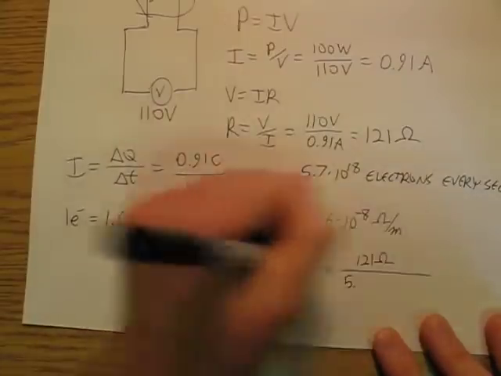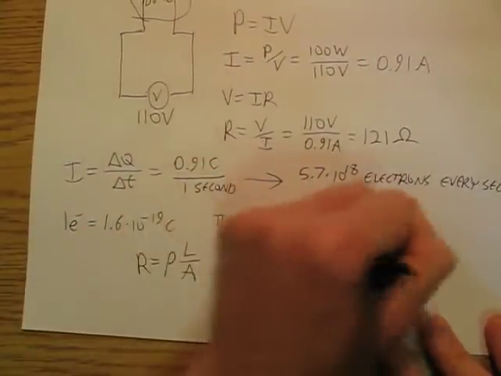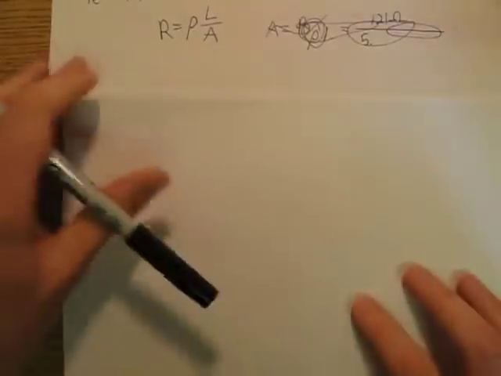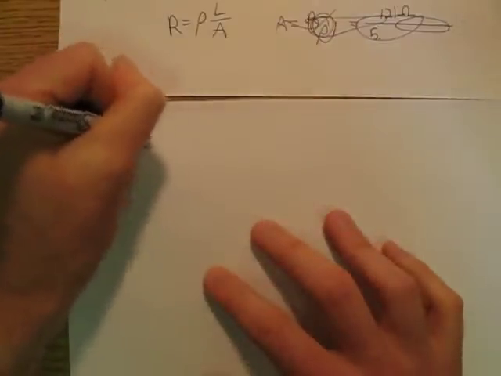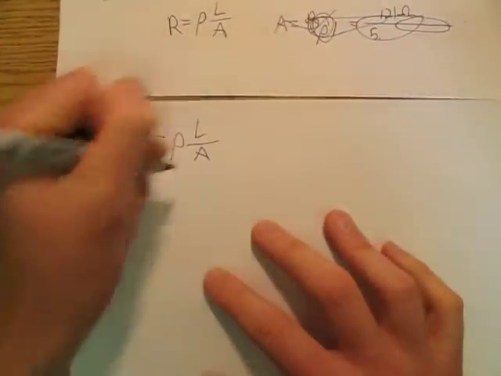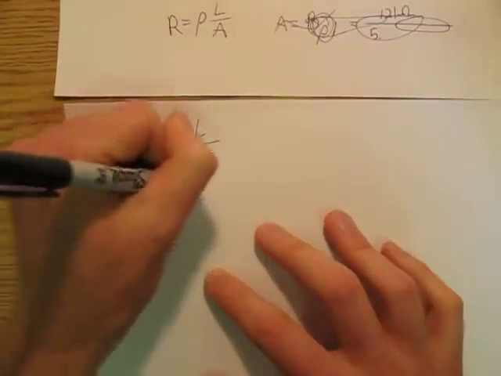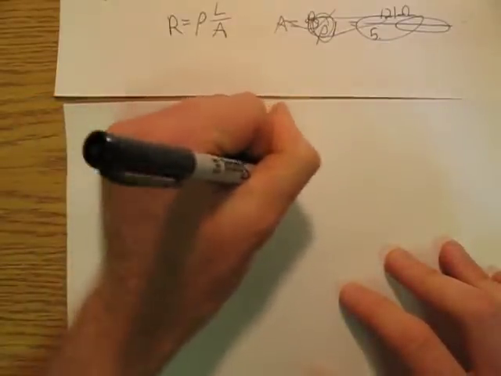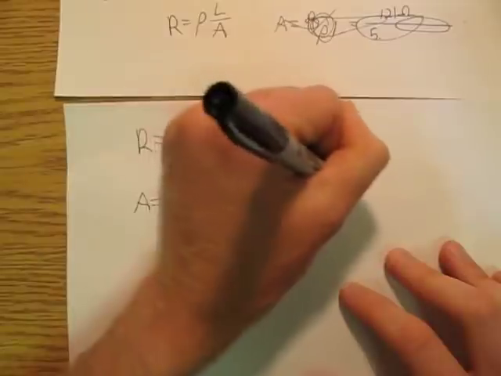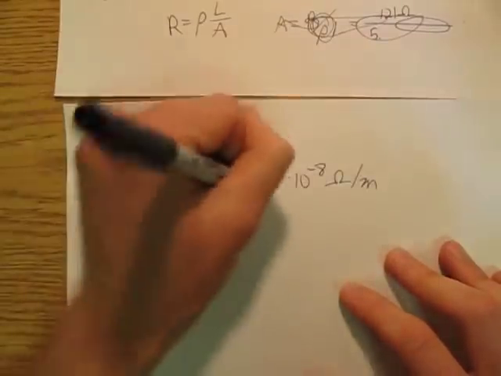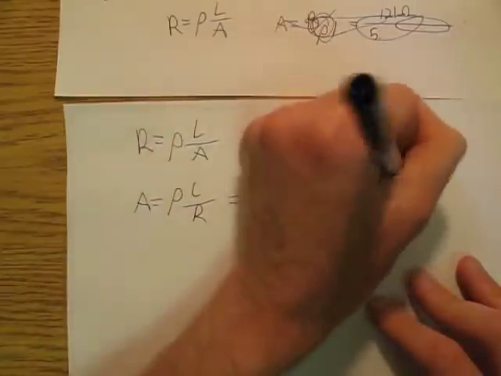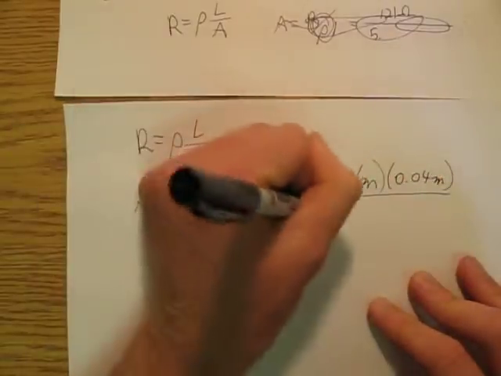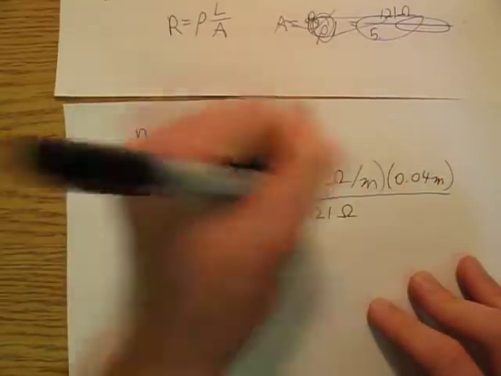No, I flipped that. I got it wrong. I flipped it upside down. Let's go to a new sheet of paper here. So R is rho L over A. So A is going to be rho L over R. So we're going to get 5.6 times 10 to the negative 8th ohm-meters times my length, which is 0.04 meters, divided by our resistance, which is 121 ohms.